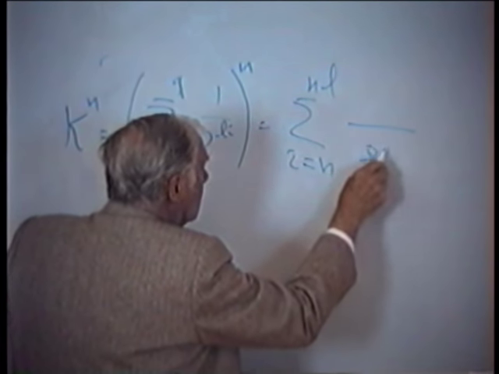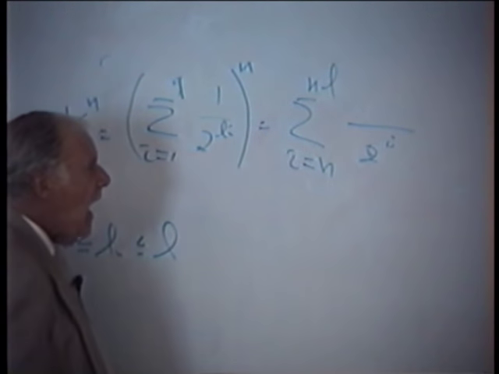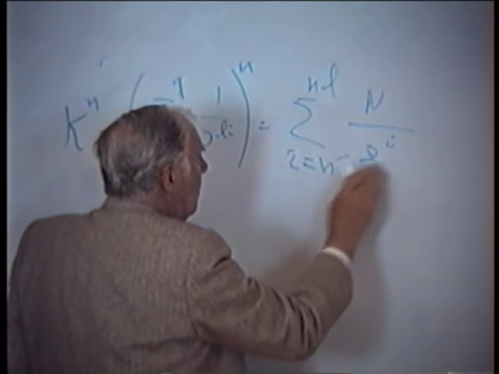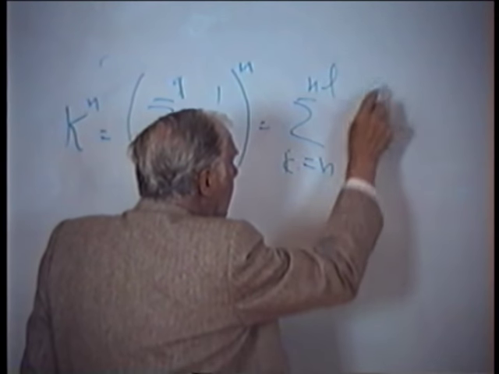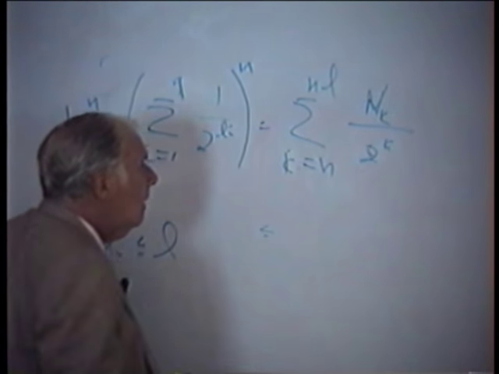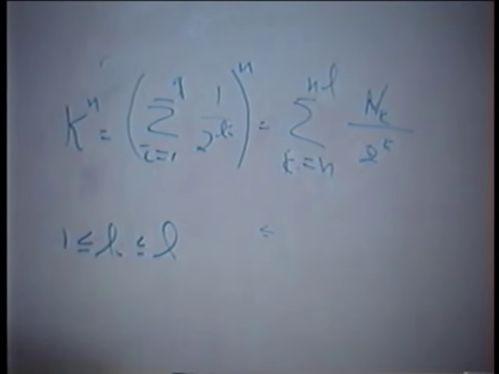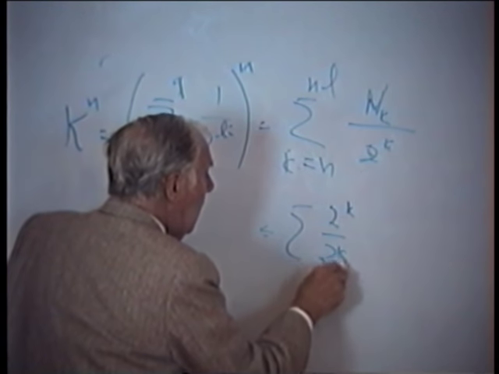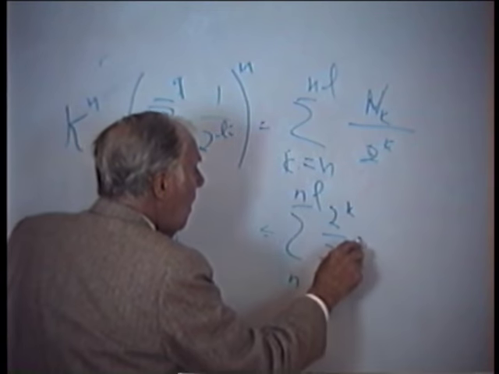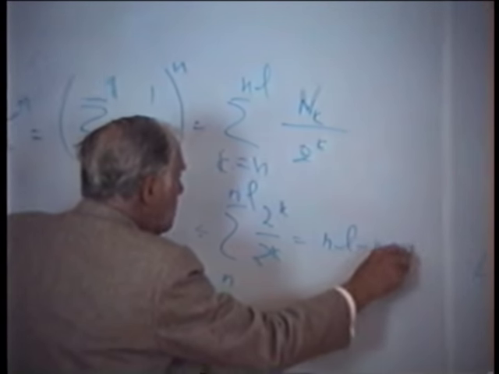Now, how many can there be? I might use a K here. There are n sub k symbols of length k. I assert it cannot be more than 2 to the k, because there are only 2 to the k different symbols of length k, correct? So this is less than 2 to the k over 2 to the k. And that's nL minus n plus 1, because when you count all numbers from 5 to 10, the difference is 5, and then you have to add 1 on for the n value, right?